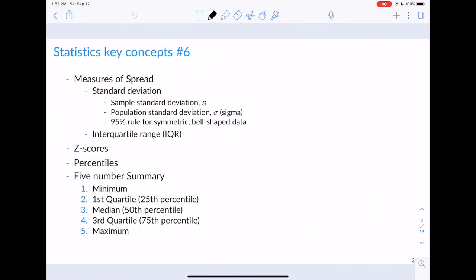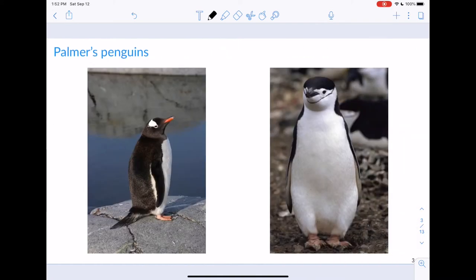There are several key concepts in today's lecture that are going to be important for you to understand. The most important are going to be the standard deviation and probably z-scores as far as moving forward. The interquartile range, and the five-number summary, is also going to be particularly important as we talk about box plots next class, I think. So let's go ahead and get started.